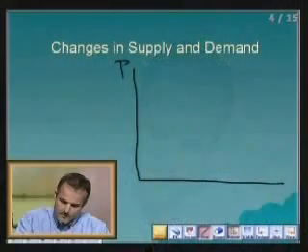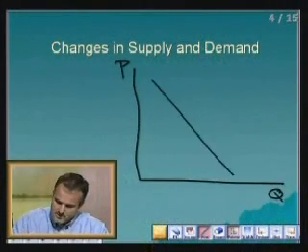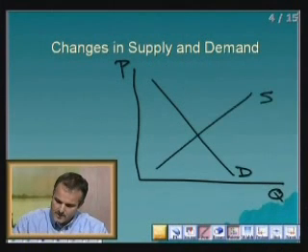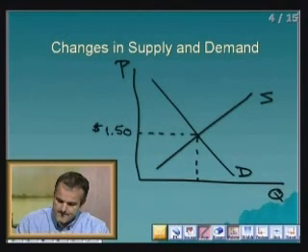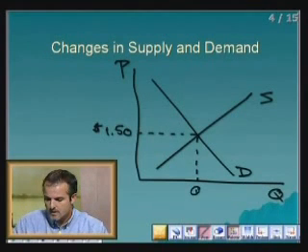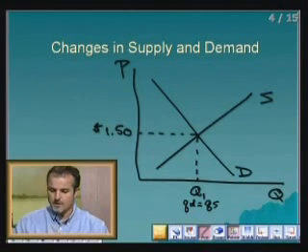So here we have price and quantity and demand and our initial supply. And let's say that we start out with an initial low price of $1.50. Do you remember those days? So we have $1.50 and an initial equilibrium of Q1 where quantity demanded equals quantity supplied.